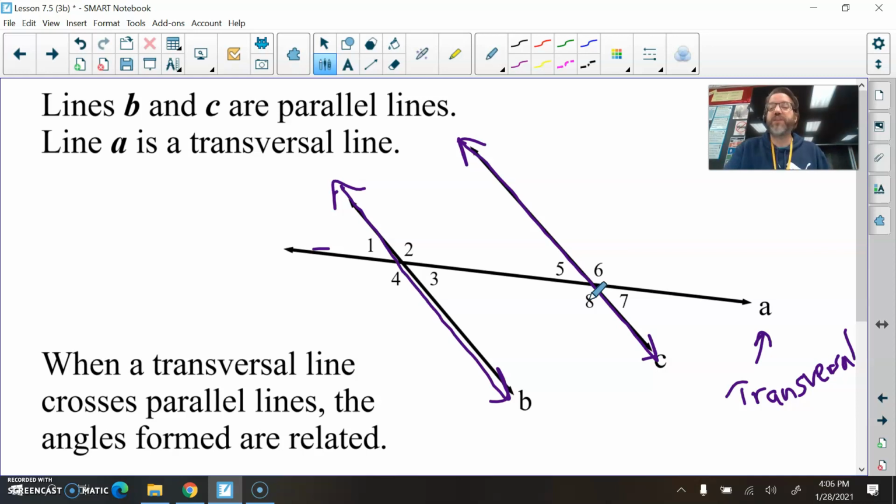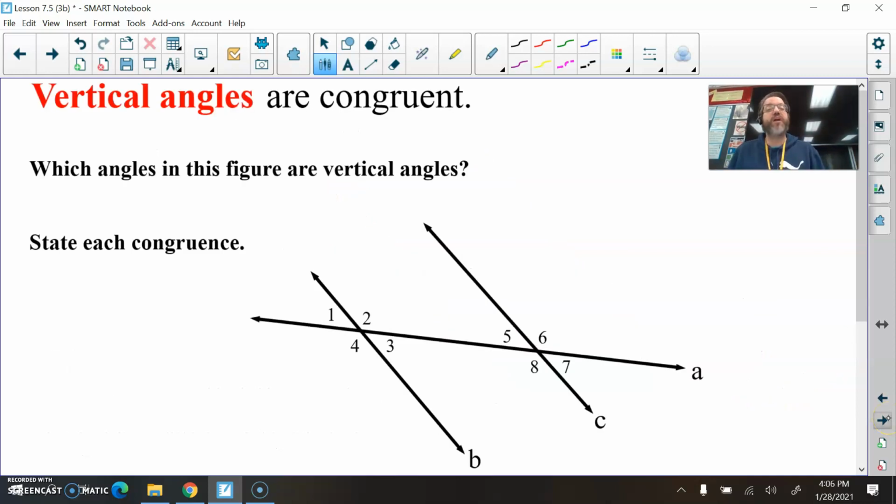Okay, and these angles are related to each other. How so? Well, I have more terms for you. We already discussed vertical angles. Vertical angles, remember that the root word here is vertex. Vertical angles share the same vertex and they go in opposite directions from each other, like mirror images of each other. And vertical angles are congruent, meaning they have the same measurements. So angle 1 and angle 3 are vertical angles. I'm going to state the congruence like this. Angle 1 is congruent to angle 3.